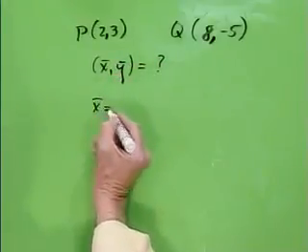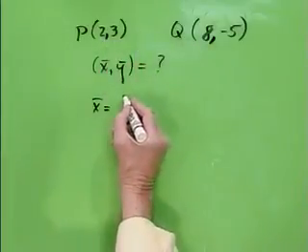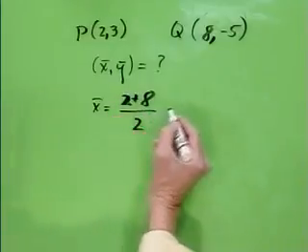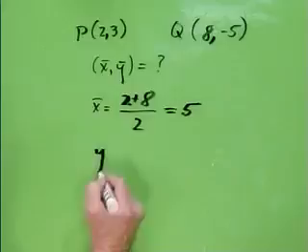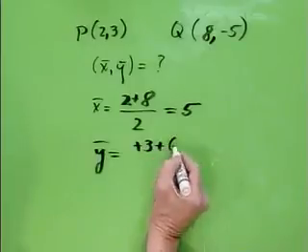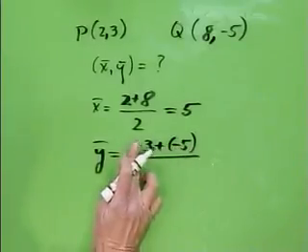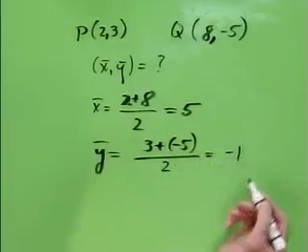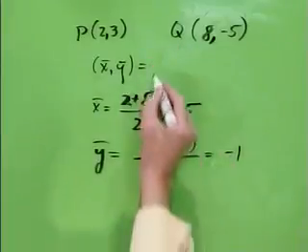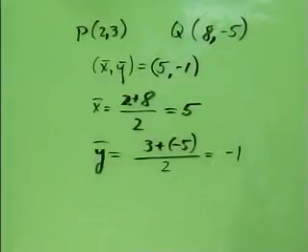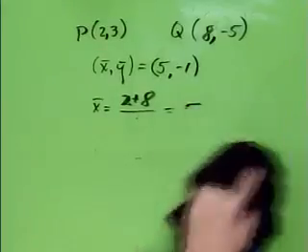So to calculate x bar, I average the original x's. That's going to be 2 plus 8 all over 2, and that's going to be 5. And y bar is going to be 3 plus negative 5 all over 2, and that's going to be negative 2 over 2, which is negative 1. So the midpoint has coordinates 5, negative 1. We're going to use the midpoint formulas again in a moment, but at least that gives you an example to see how I use it to calculate a point in the middle.